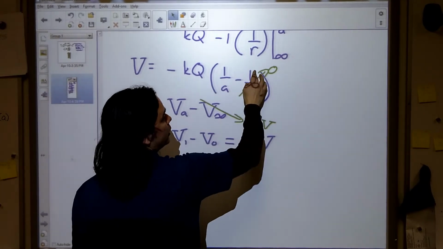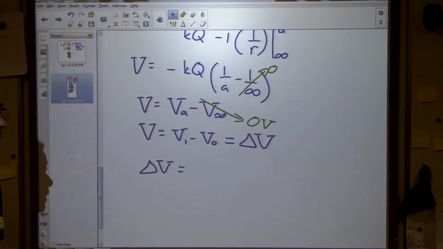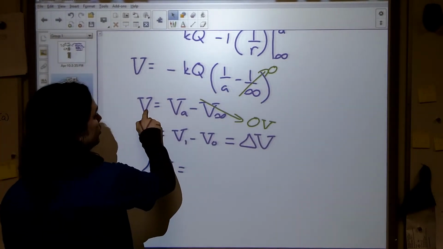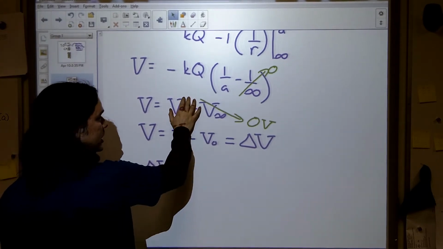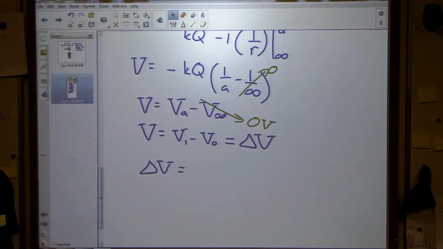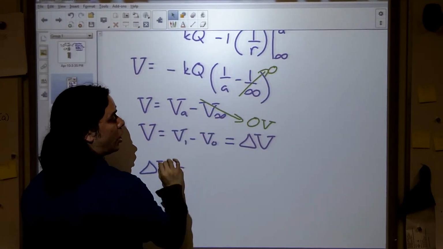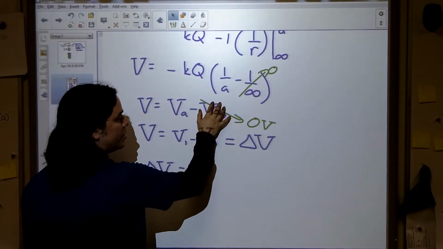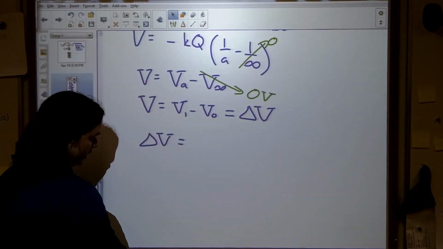So even if you're not fond of this, that 1 over infinity only approaches 0 and is not technically equal to 0. When we actually write out what this is, my potential difference is VA minus V infinity, and we, the scientific community, have defined V evaluated at an R of infinity to be 0. This whole term must be 0. All right, we end up with the following.